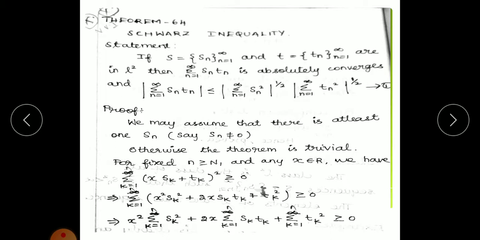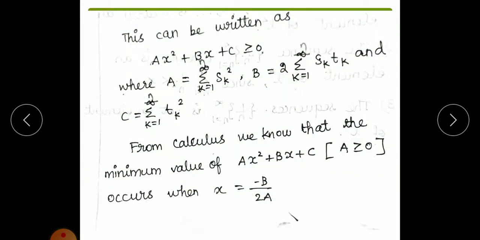First we have to prove this for n greater than or equal to n1 and x belongs to R. We have summation (x sk plus tk) the whole squared is greater than or equal to 0. This can be written using the a plus b the whole squared formula, a squared plus 2ab plus b squared, which is greater than or equal to 0. Now take the summation, the series carried over each term. So x squared summation sk squared plus 2x into summation sk tk plus summation tk squared is greater than or equal to 0. Now this can be written as ax squared plus bx plus c greater than or equal to 0, where a, b and c are the respective terms.